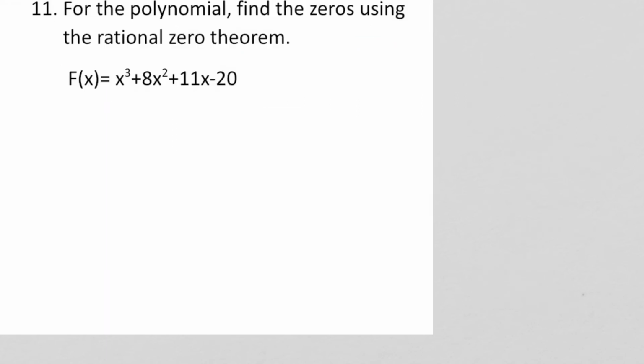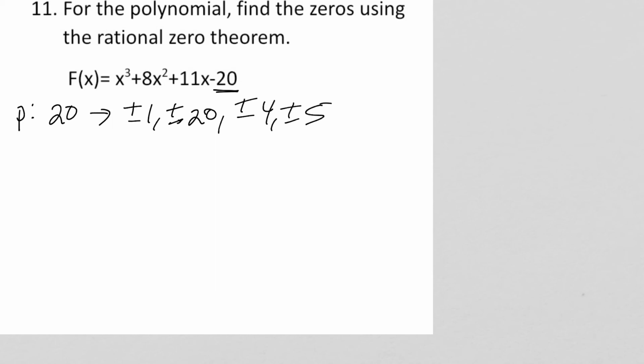Okay, number 11. I am trying to figure out the zeros of this function using the rational zero theorem. So let's talk about that one. That one's finding your p. P is the number at the very end, the constant. Here it's 20. I want the factors of 20, so I could have 1 and 20, 5 and 4, 2 and 10.